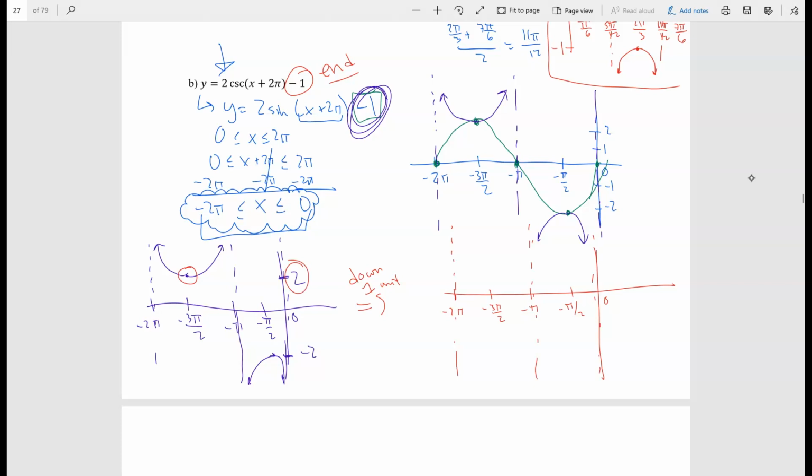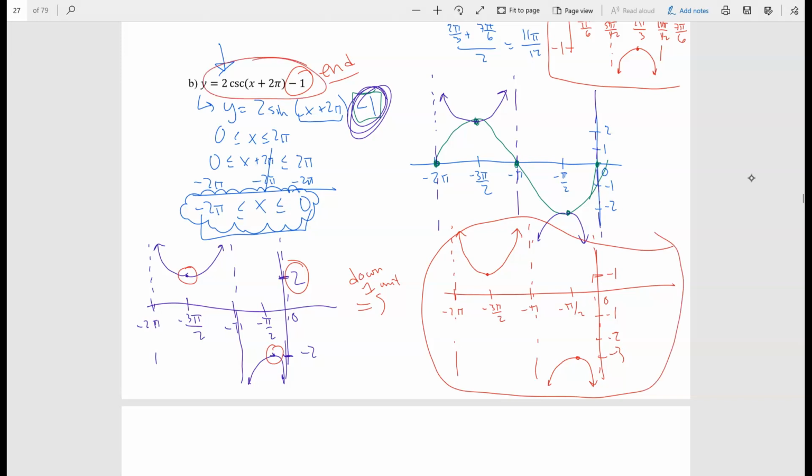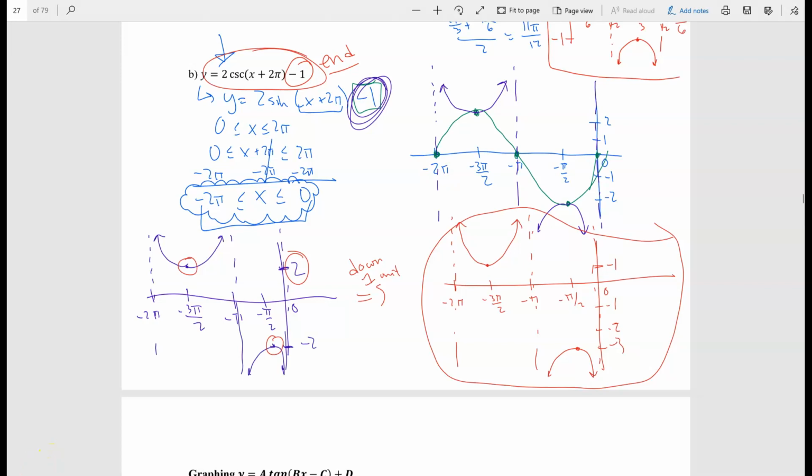This guy was at 2. I'm going to go down 1 unit, so it's now going to be a negative 1. This guy right here was at negative 2. Now I'm going to be at negative 3. It's going to be down here. So that's basically what the graph is going to look like. This is the graph of the original, which is basically this guy. So that's the graph. These graphs are not that bad. Just graph the sine and the cosine function, and then you just have to flip everything else.